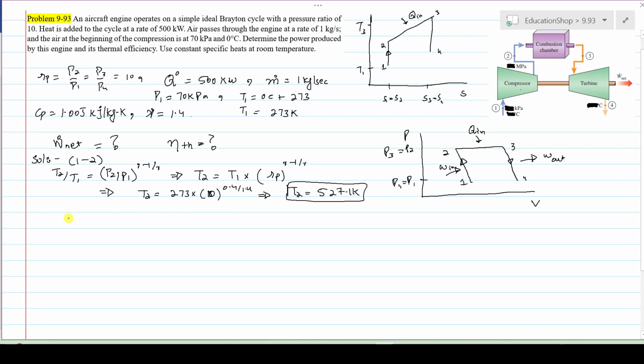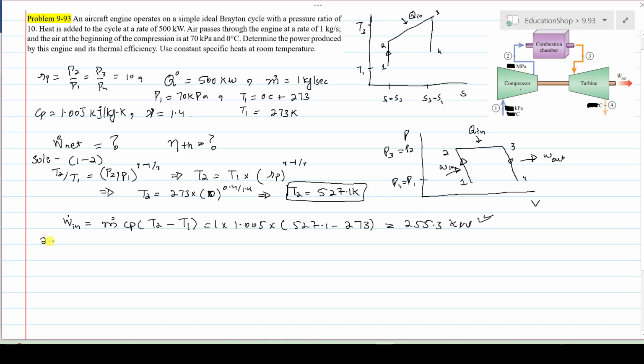Now the power required to run this compressor, W dot in, is equal to m dot Cp times the change in temperature, T2 minus T1. The m dot value is 1, Cp value is 1.005, T2 is 527.1 minus 273. When you solve this on a calculator, you will get the power required to run the compressor, 255.3 kilowatts.